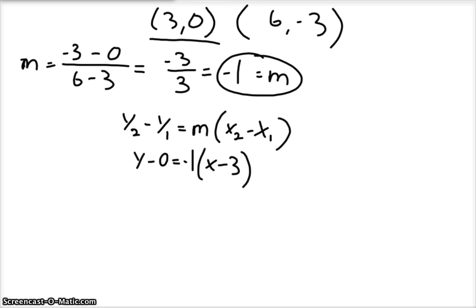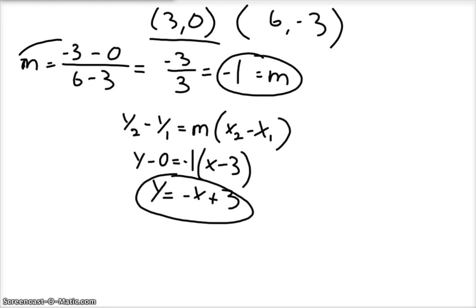So y minus 0 is just y. So y equals negative 1 times x would be negative x. And then negative 1 times negative 3 would be positive 3. So we have y equals negative x plus 3. And that is the correct answer. So those are our steps. Okay, I hope you follow.